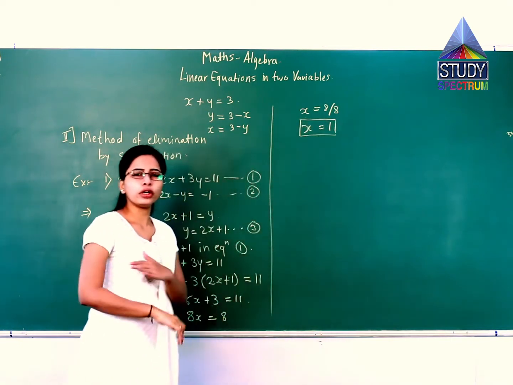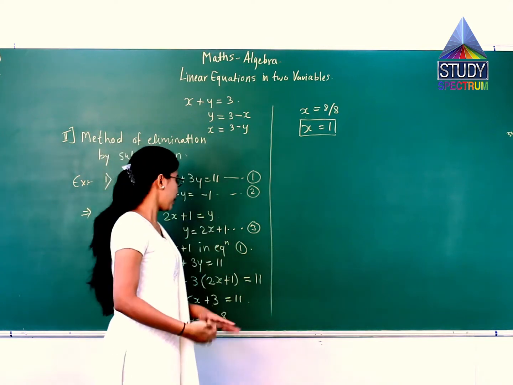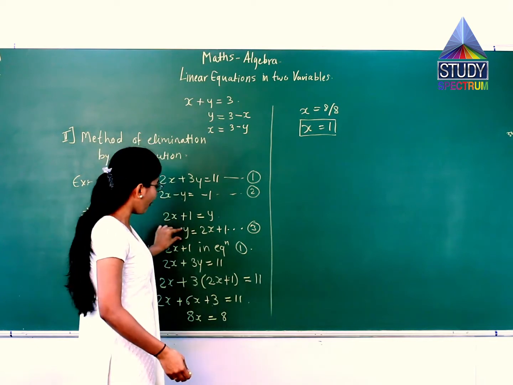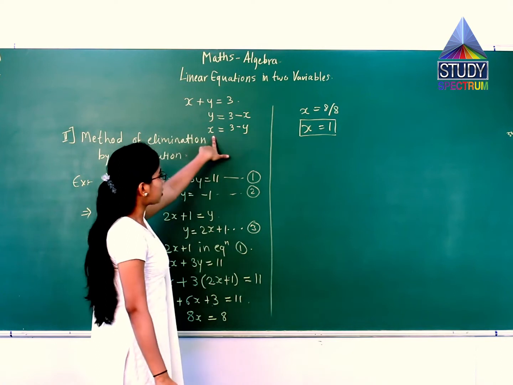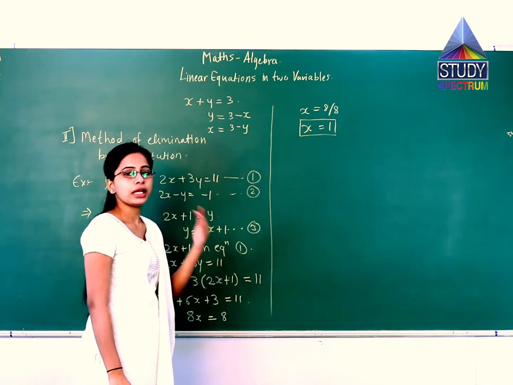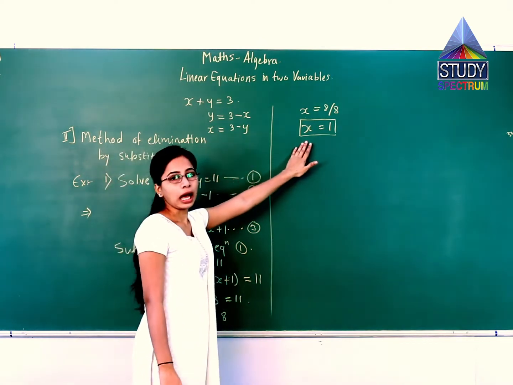Very simple. No need to add or subtract the equation. No need to equate the variables. Very simple. Just we have to derive the equation in the form of y, or we can also derive the equation in the form of x, just like this, and we can substitute in the other equation and we will get the value directly. So here we got our x.